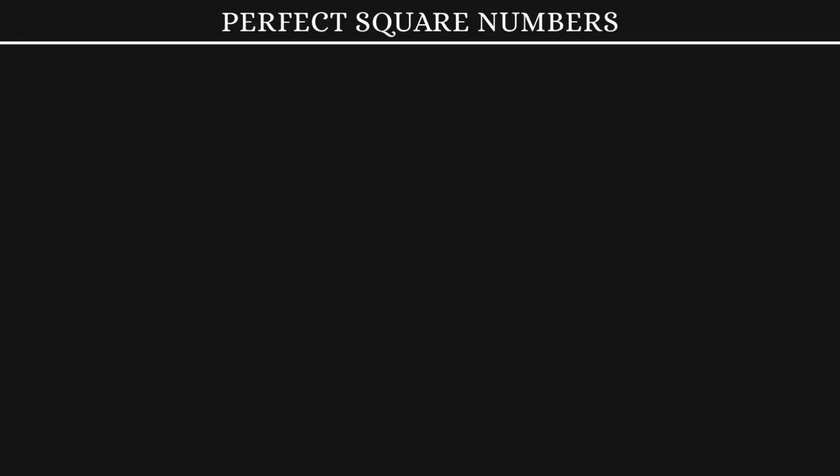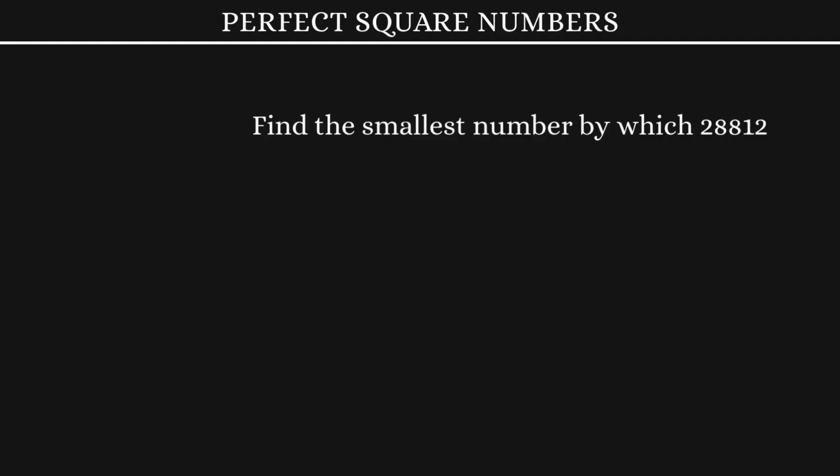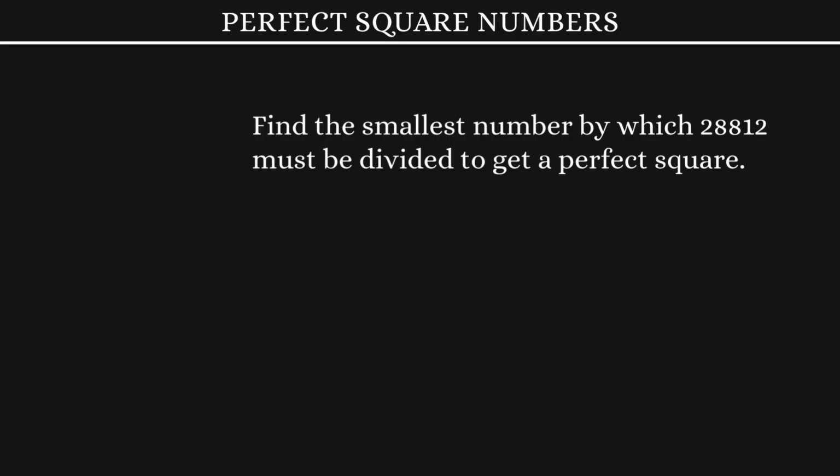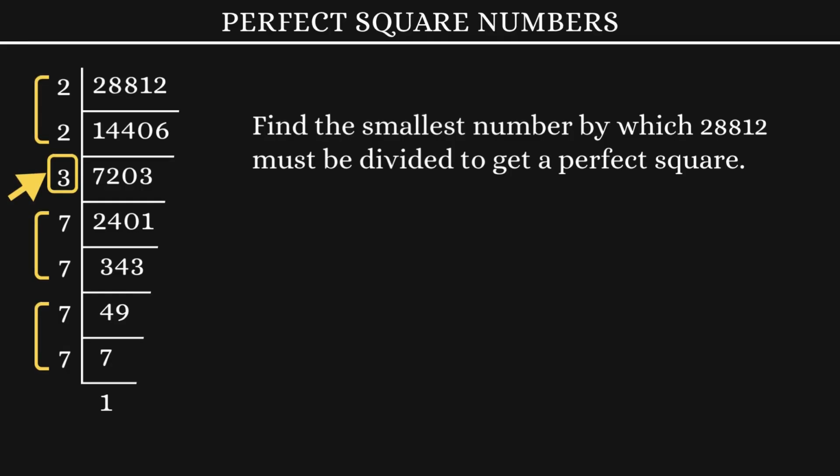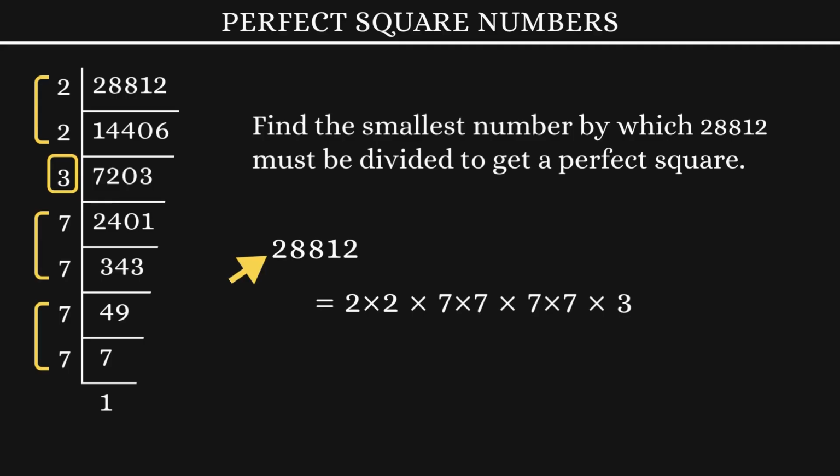Another similar problem. Find the smallest number by which 28,812 must be divided to get a perfect square. On doing prime factorization and finding the factors, we have pairs of 2, 7 and 7. But 3 is a single factor. So again, this number, 28,812, is not a perfect square.